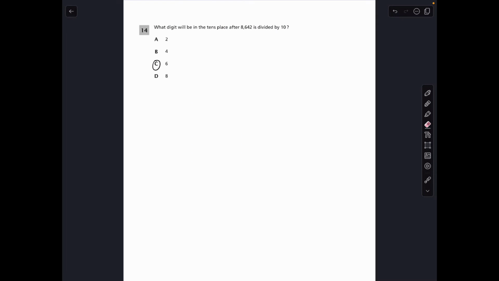The answer for number 14 is C, 6. Let's see how to solve it. There are two steps happening here. We want to know what digit is in the tens place after we divide this number by 10. So I have 8,642 and I am dividing it by 10.